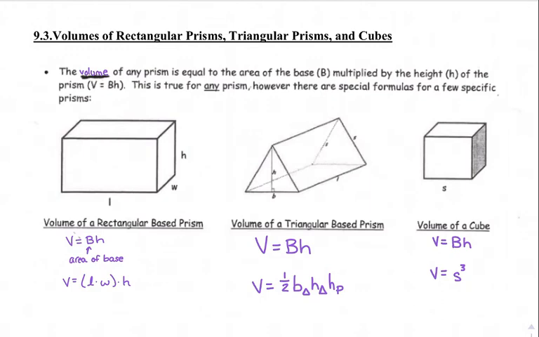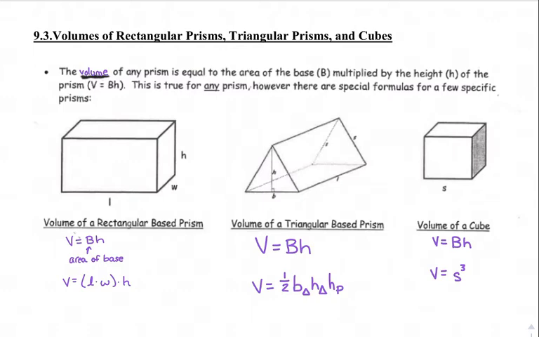So we saw how to convert measurements, we saw how to find surface area, so now we're actually going to talk about volume. So the volume of any prism is the area of the base, which is big B, times the height of the prism. So therefore volume equals big B times H.